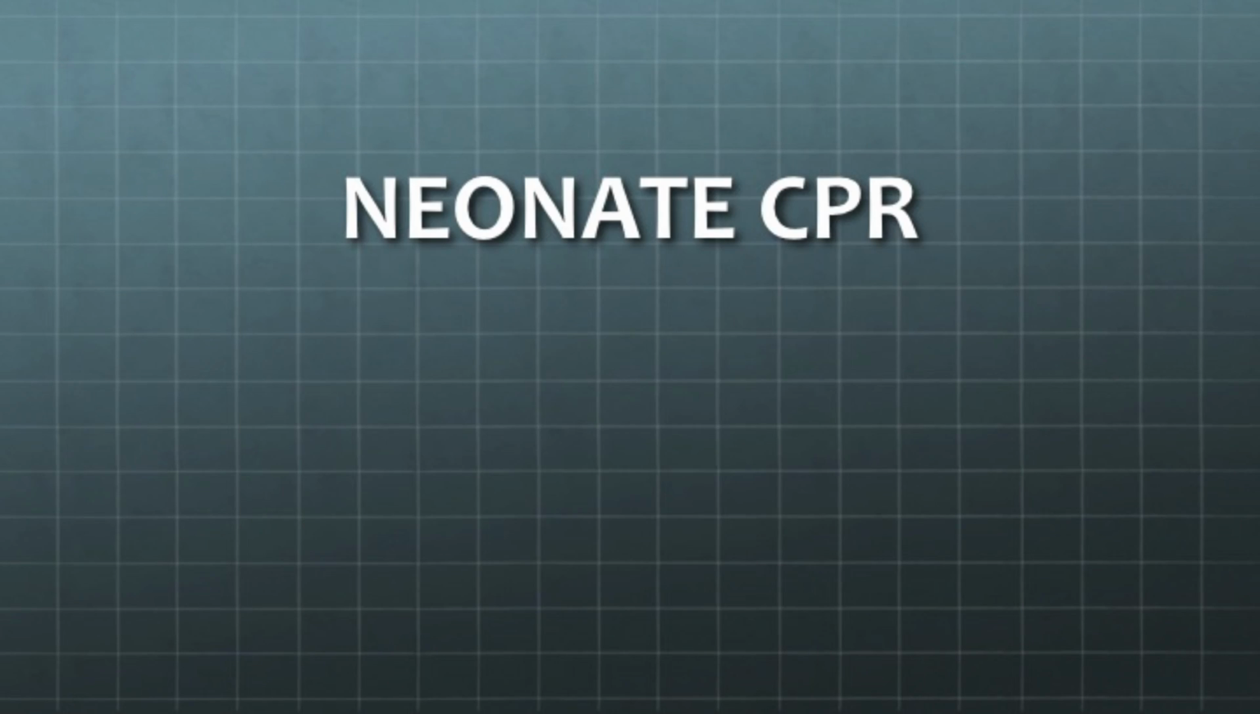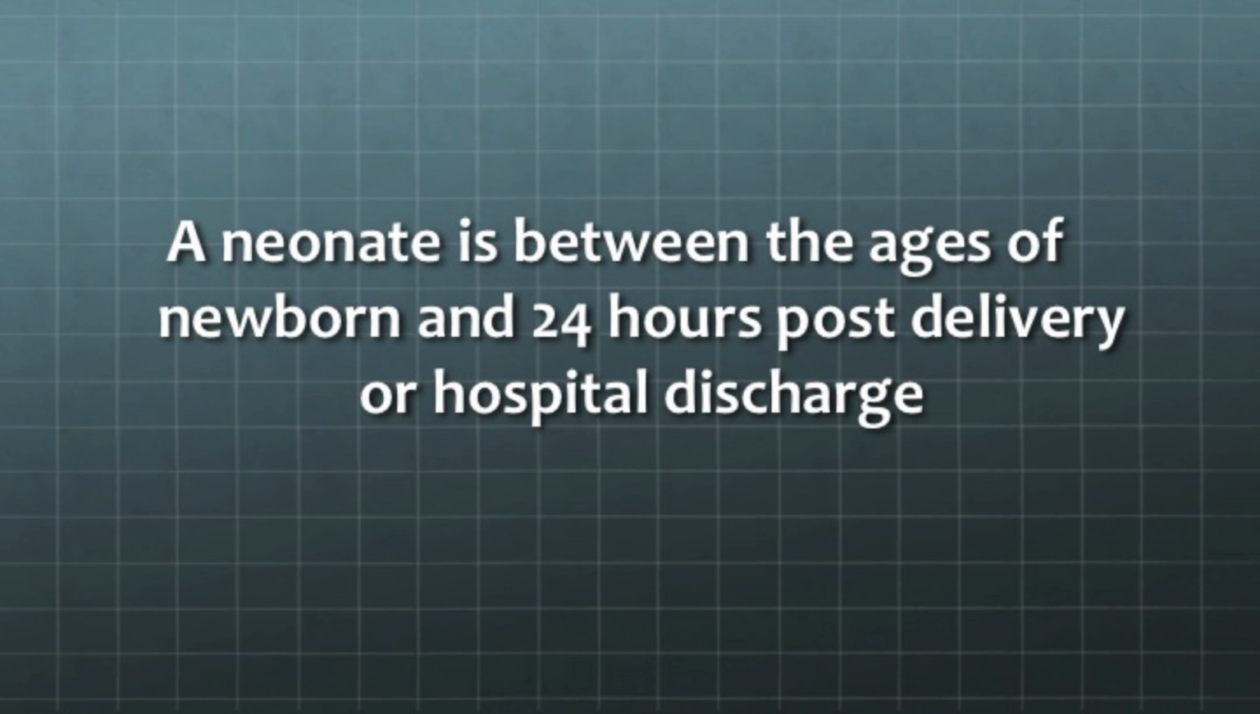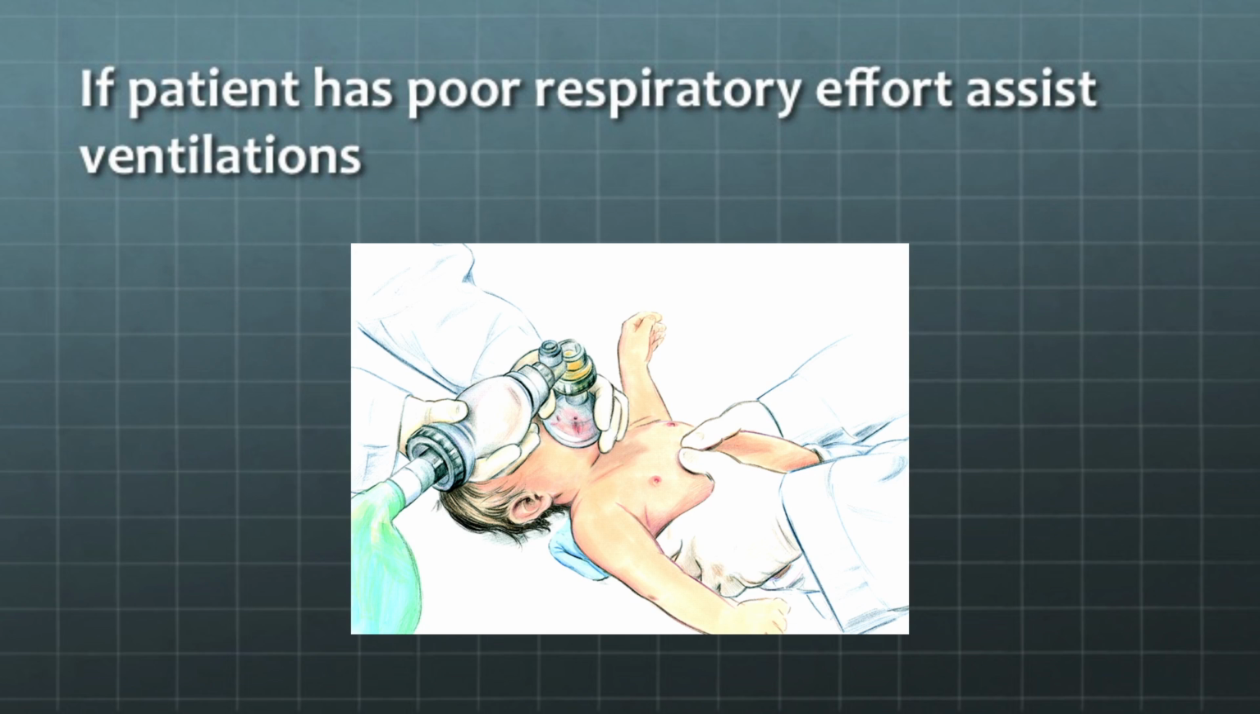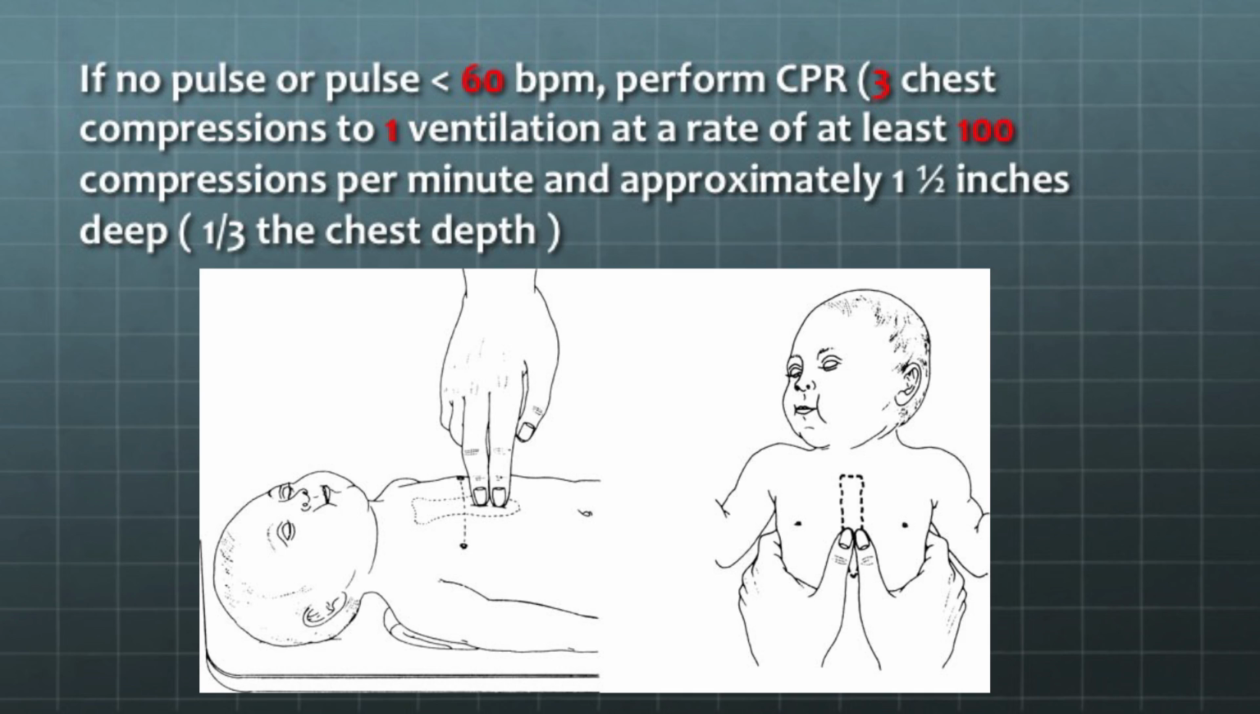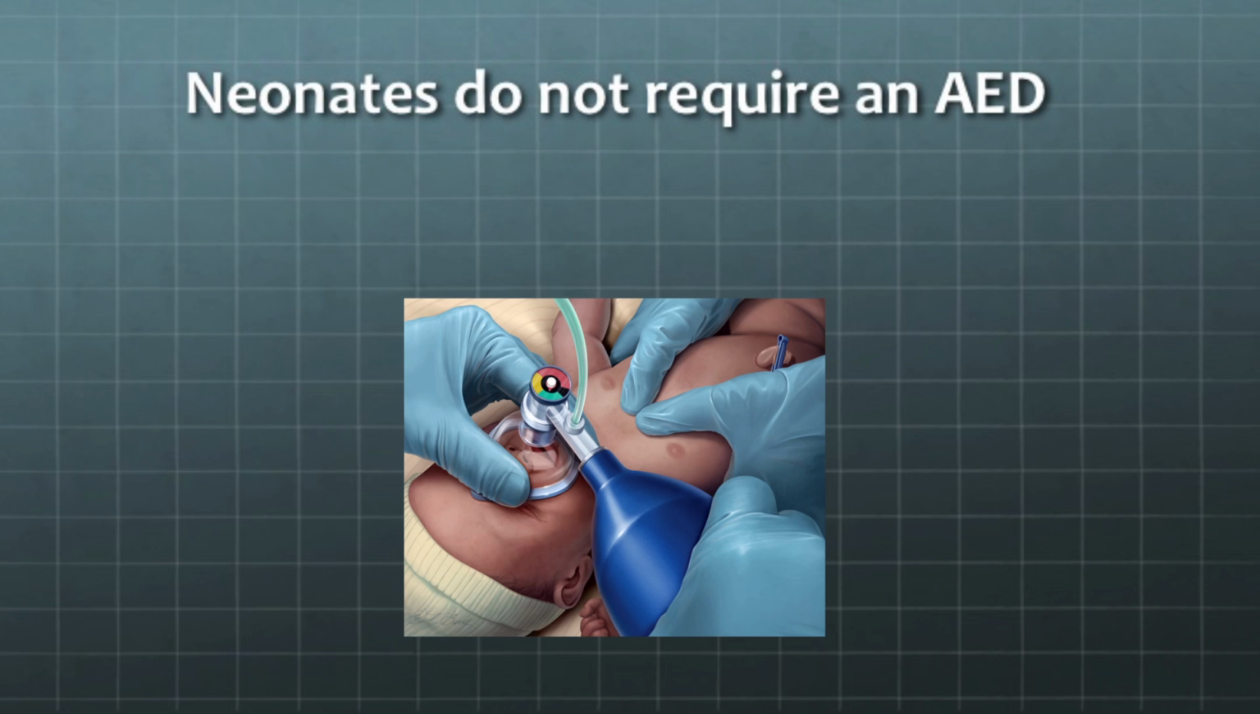Neonate CPR. A neonate is defined as being between newborn and 24 hours post-delivery or hospital discharge. If the patient has poor respiratory effort, assist with ventilations. If no pulse or the pulse is below 60 beats per minute, perform CPR, 3 chest compressions to 1 ventilation at a rate of at least 100 compressions per minute, approximately 1.5 inches deep, 1/3 the depth of the chest of the baby. Neonates do not require an AED.